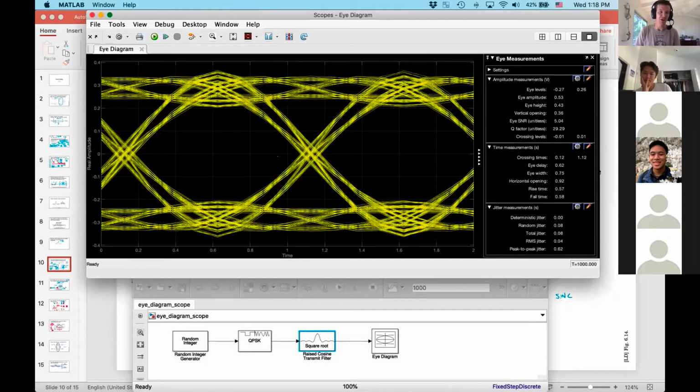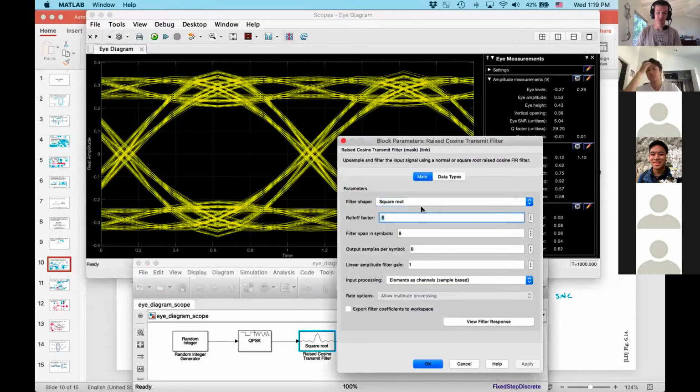The eyes are more closed, and the idea is that the taller this opening is, the more noise immunity you have. That is, for any given noise power, the less likely it is that this sampling instant is going to get bounced down here. And then the wider horizontal opening is the immunity to timing errors or timing jitter. So the fatter this crossover becomes, the harder it is to determine when one bit period has ended and the next begins.